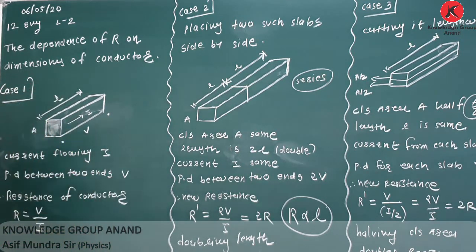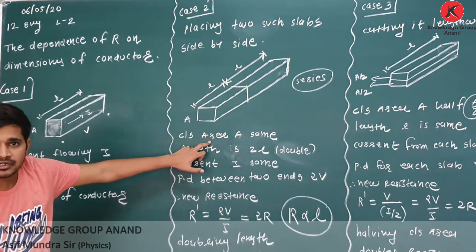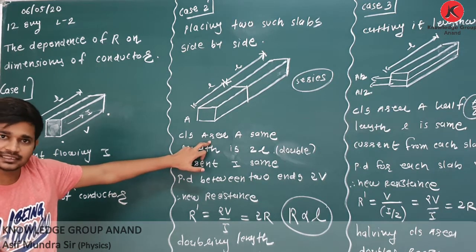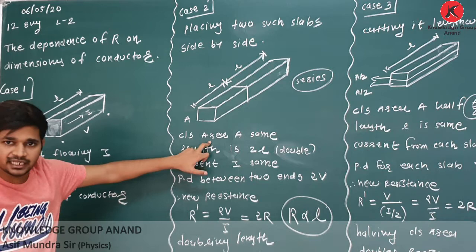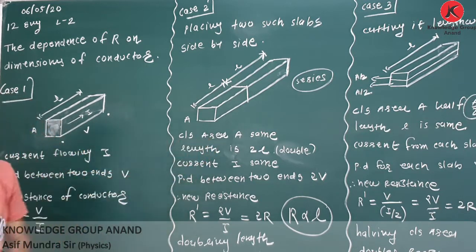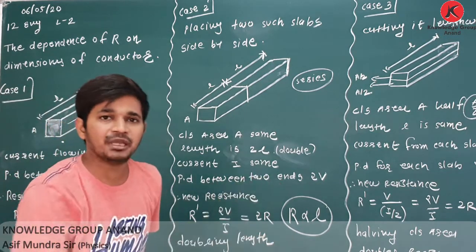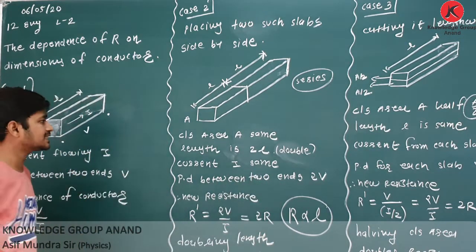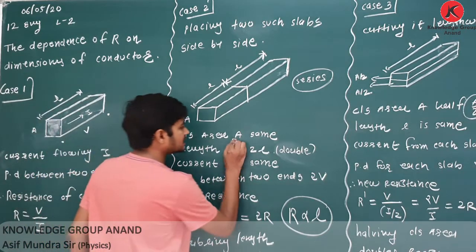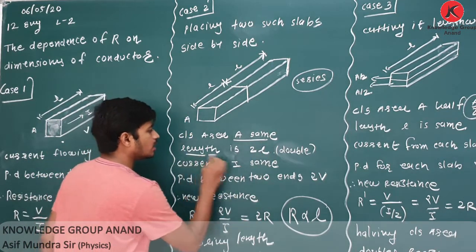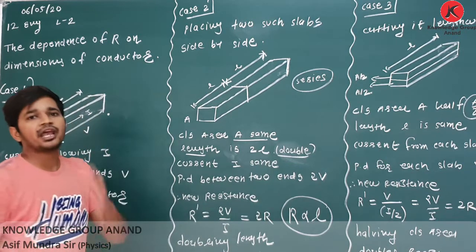Here, see what the condition is. We have two dimensions, A and L. In the first case, area A remains the same and length is doubled. Clear about this? From two dimensions, we change only one dimension and the other remains the same. For example, here the area is the same and the length is doubled. Then what happens?